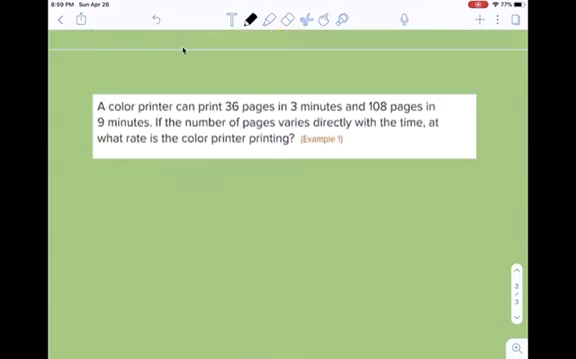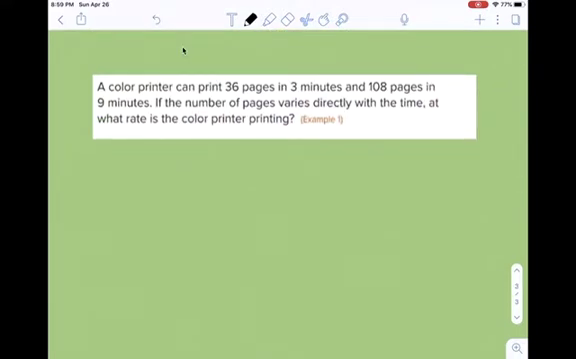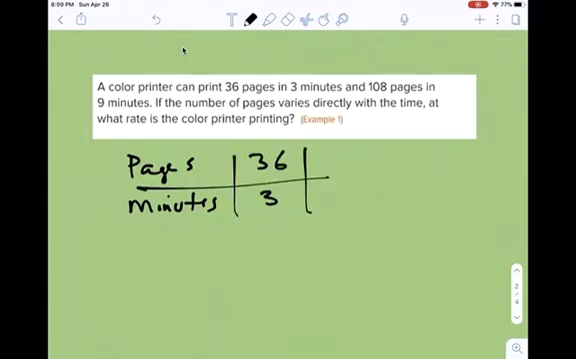All right, now let's look at another problem. This one doesn't have a graph or a table, it's just words, so we may have to make our own. A color printer can print 36 pages in 3 minutes, and 108 pages in 9 minutes. The number of pages varies directly with the time. At what rate is the color printer printing?